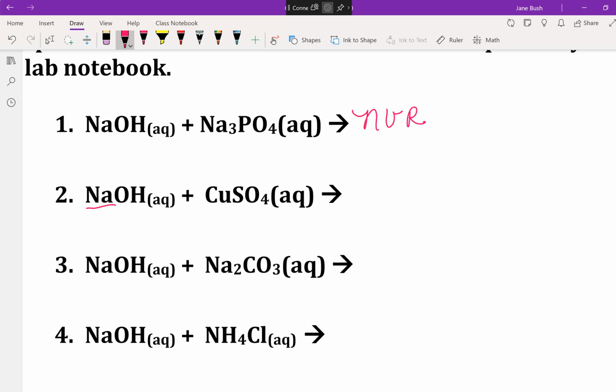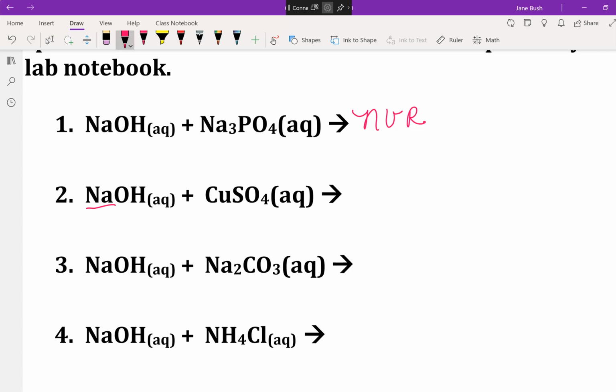The next one, we have potassium and sodium. They're going to switch places. NVR. Why? Because potassium's always soluble. So when potassium bonds with the phosphate, it's still going to be soluble. When the sodium bonds with the iodide, it's still going to be soluble. So if they're both soluble, there's no reaction. You won't see anything. It'll be like this, where they're all still bouncing around in there.